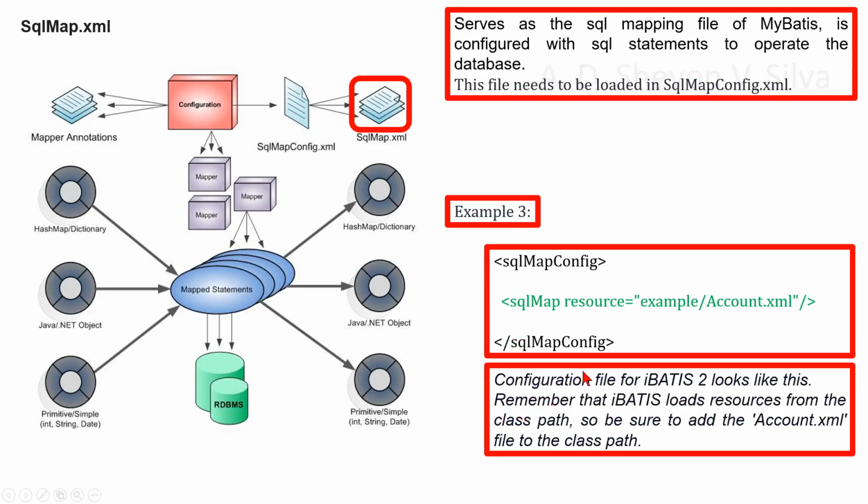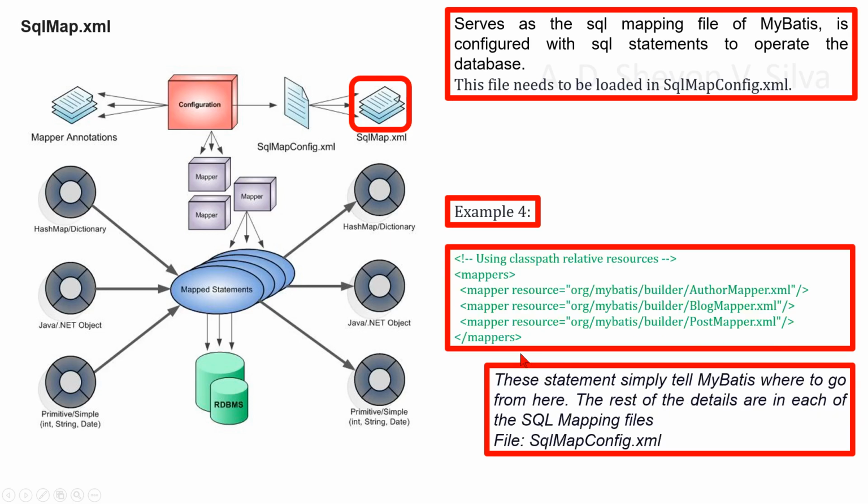A configuration file for MyBatis 2 looks like this, and remember that MyBatis loads resources from the class path, so be sure to add the account.xml file to the class path. Here in MyBatis, using class path relative resources, this statement simply tells MyBatis where to go from here. The rest of the details are in each of the SQL mapping files.